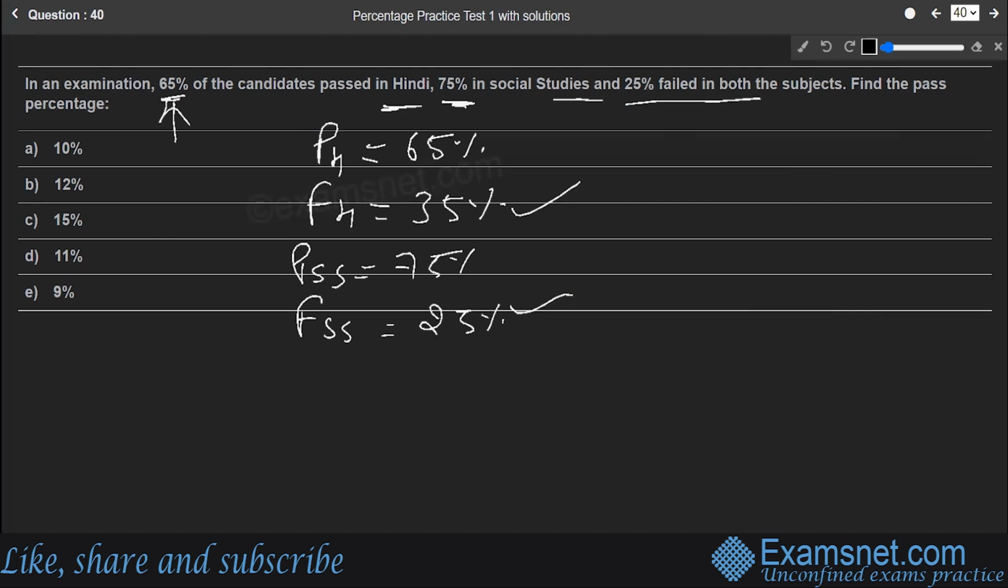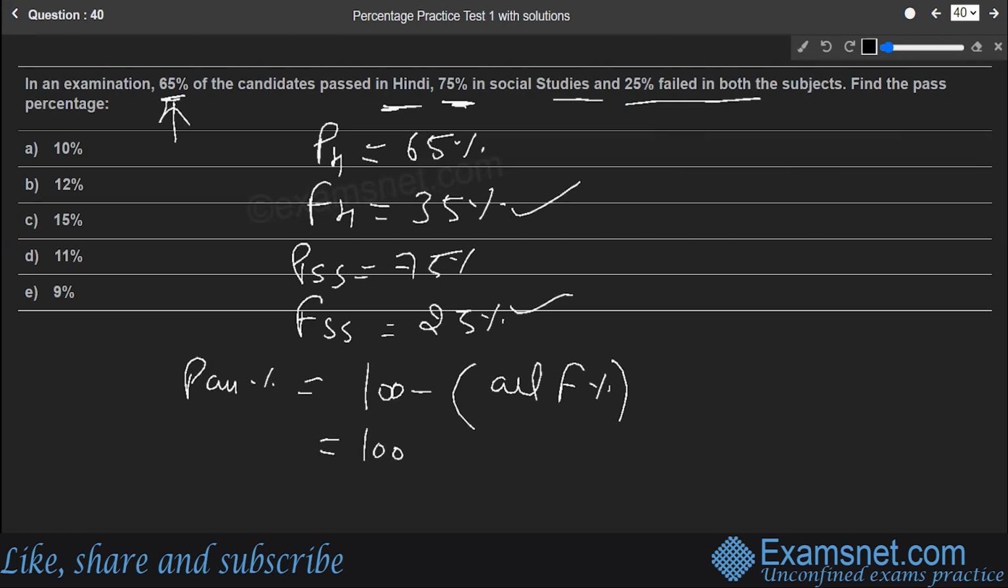He says 25% failed in both the subjects. There are 25% people who have failed in both the subjects. So clearly, where failing data is there with us, we can use this failing data to find out the passing percentage. The passing percentage will be 100 minus the sum of all the failing percentages, because ultimately there has to be 100% students. This is the strategy.